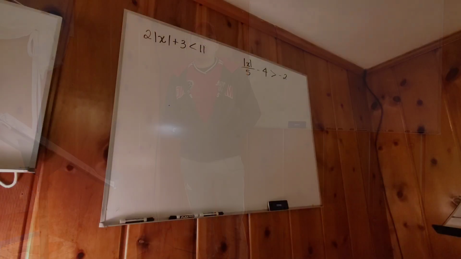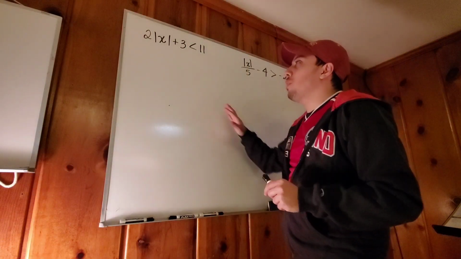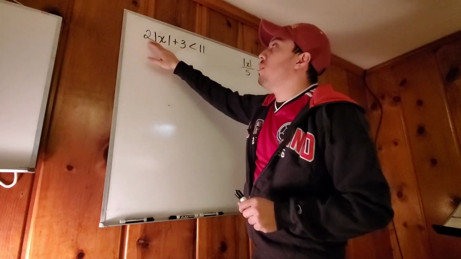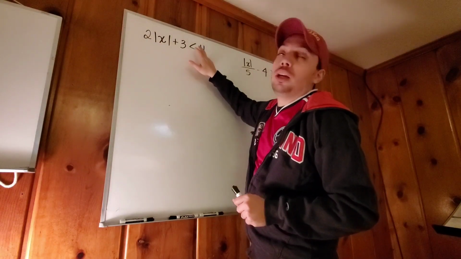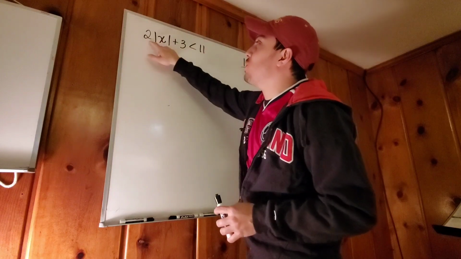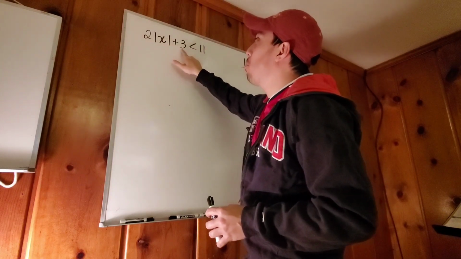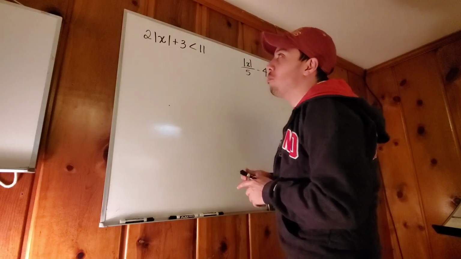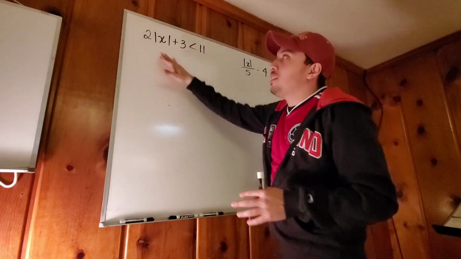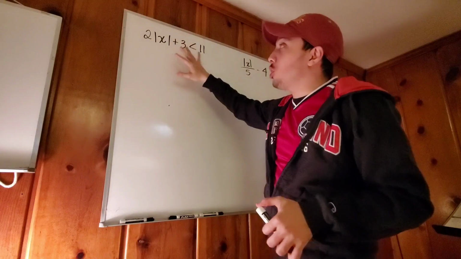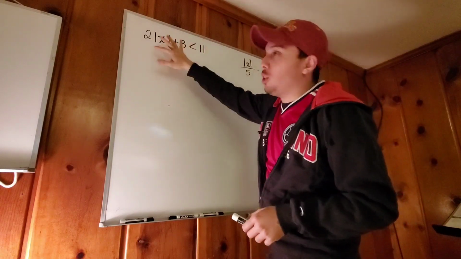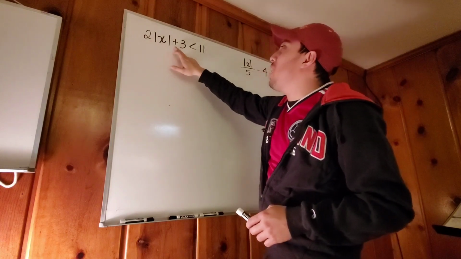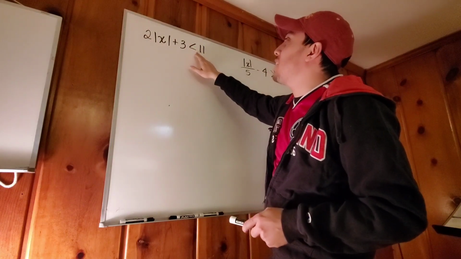Okay, in example 1 we have 2, A and B, and so this is A, this is B. By the way, this is not 21 times 1 plus 3 is less than 11. This is 2 times the absolute value of x plus 3 is less than 11. For some of you, the problem might seem a little bit taller than what it is, but it's not really that tall. I think everybody can see it. So it's 2 absolute value of x plus 3 is less than 11.